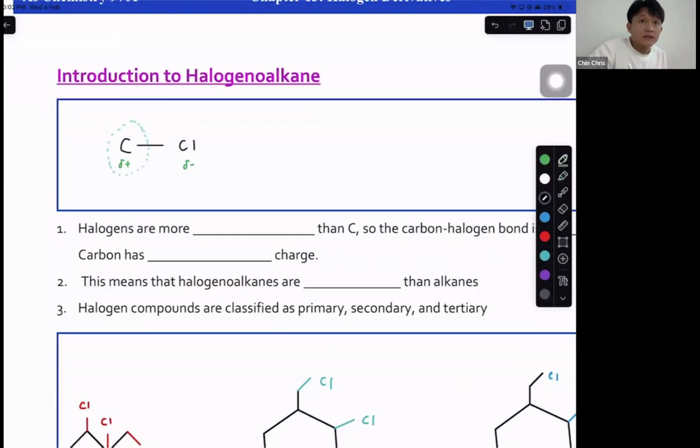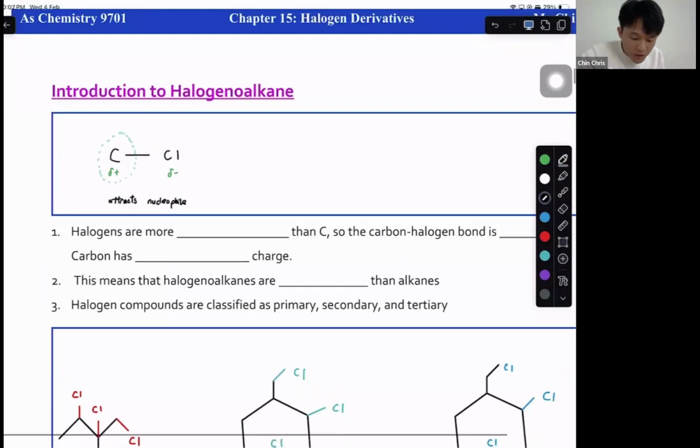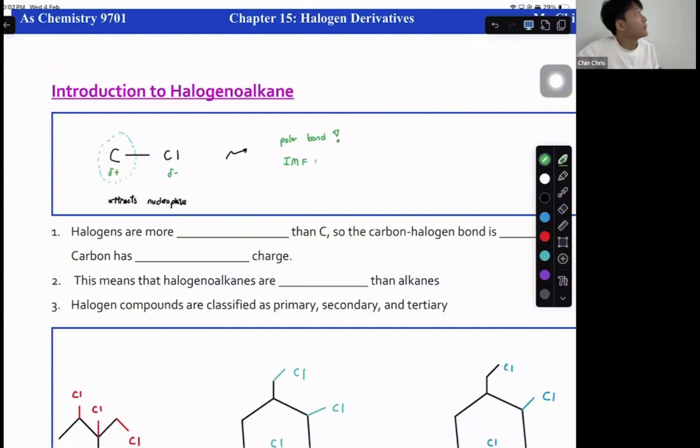And this delta plus is going to attract what? They're going to attract nucleophile. So nucleophile will go and attack the carbon. Get me? Always remember the C-Cl bond is a polar bond. Which means, guys, what is my IMF here? My IMF is going to be PDD and ID. Clear? That's it.